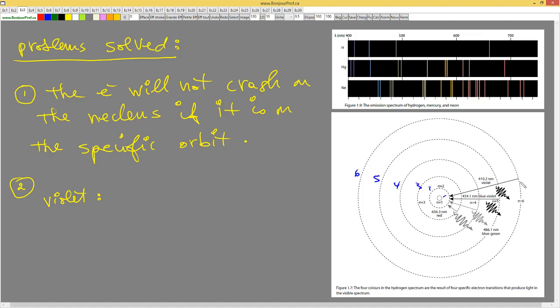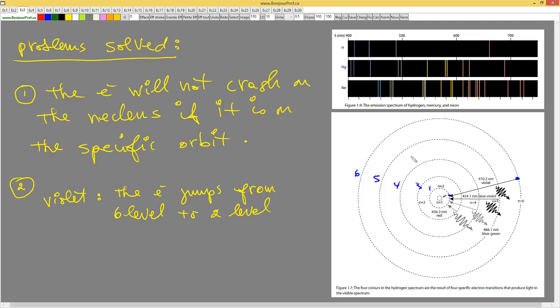So he said, what's happening? If the electron jumps from the 6th level to the 2nd level, it will give energy. What energy will it give? It will give the energy corresponding to the violet color. The electron jumps from the 6th level to the 2nd level.